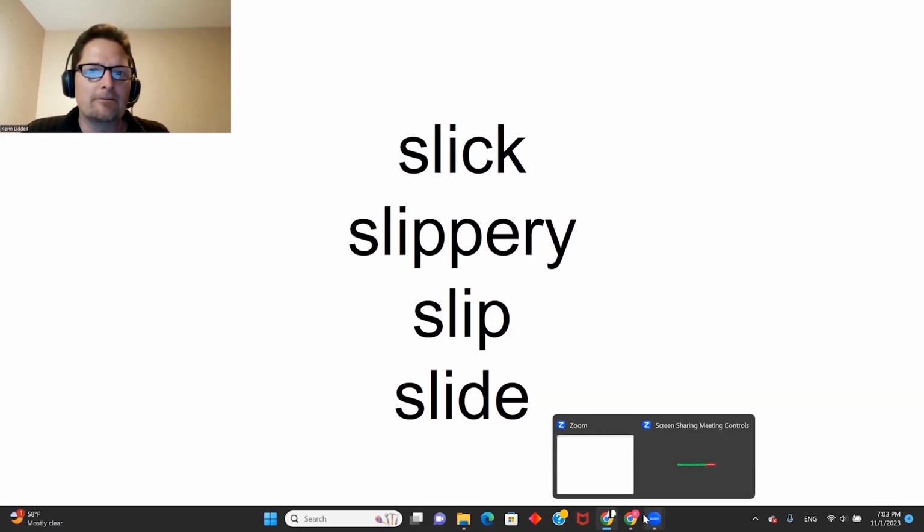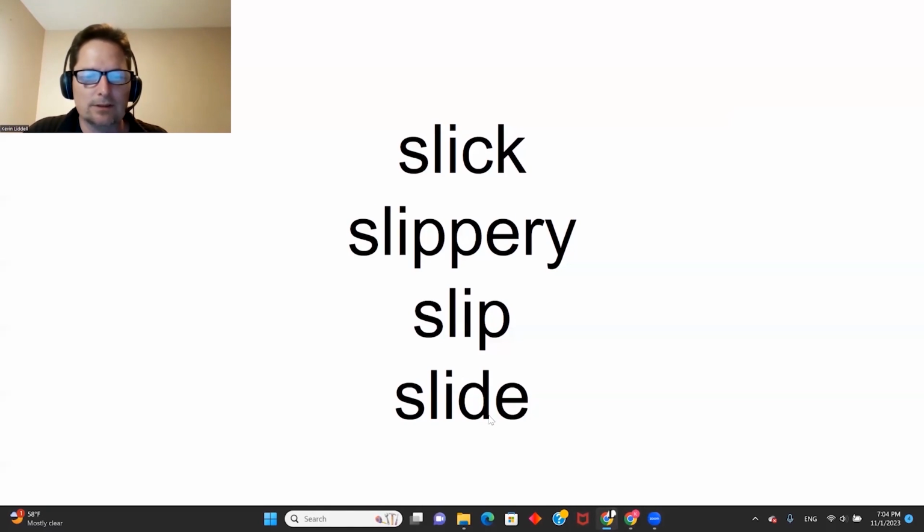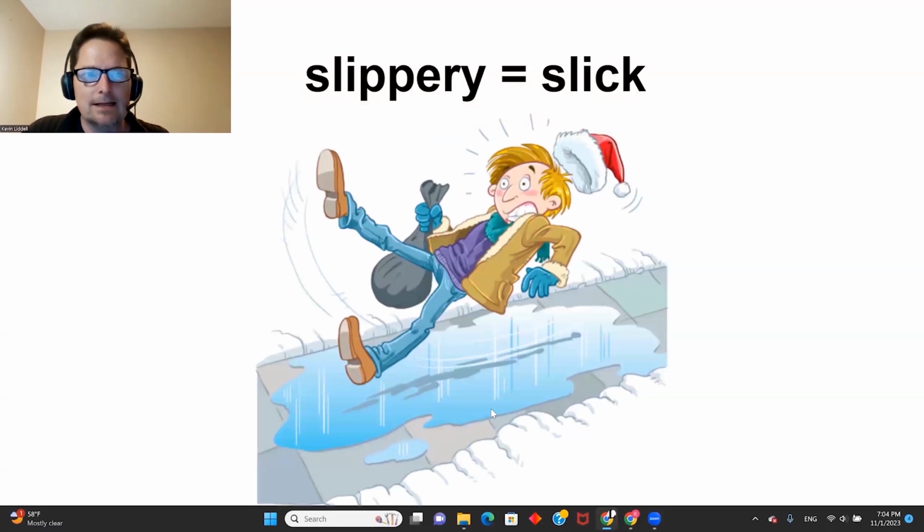Today, we're going to learn some confusing vocabulary. So let's get started. Today, we're going to learn slick, slippery, slip, and slide, and all the different ways we use these words. Our first word is slippery and slick.